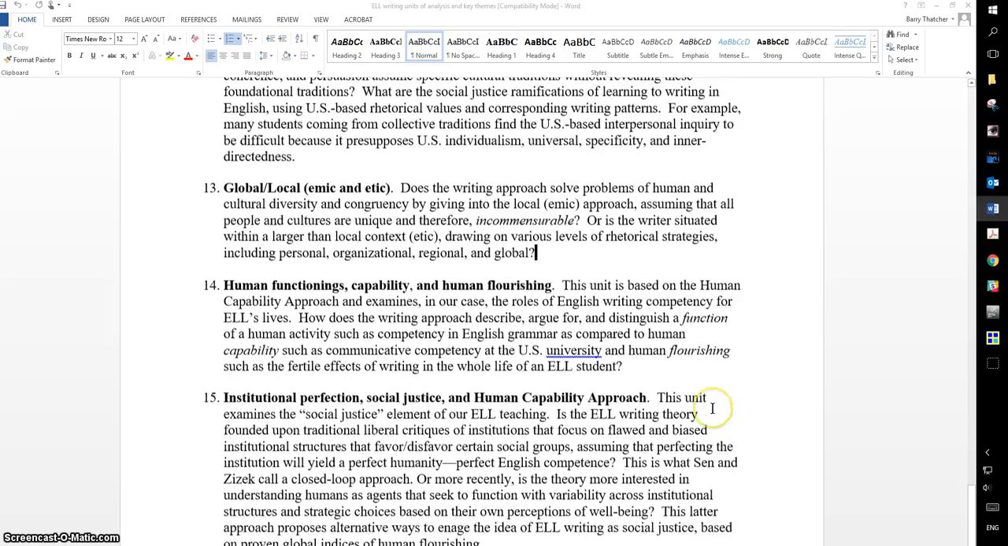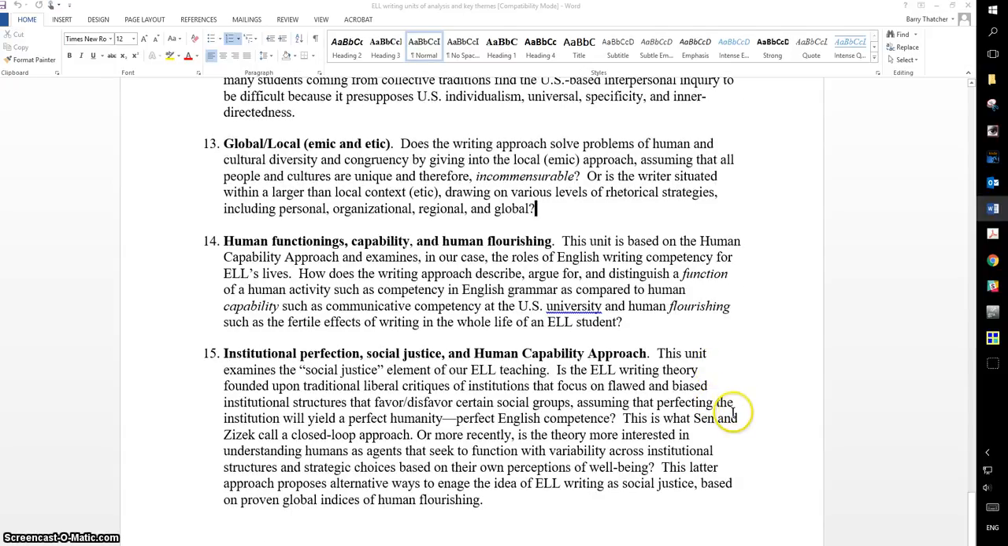Okay, we're going to go to the last two. And these are what I call my social justice approaches. And my social justice theory and approach comes from the human capability approach.